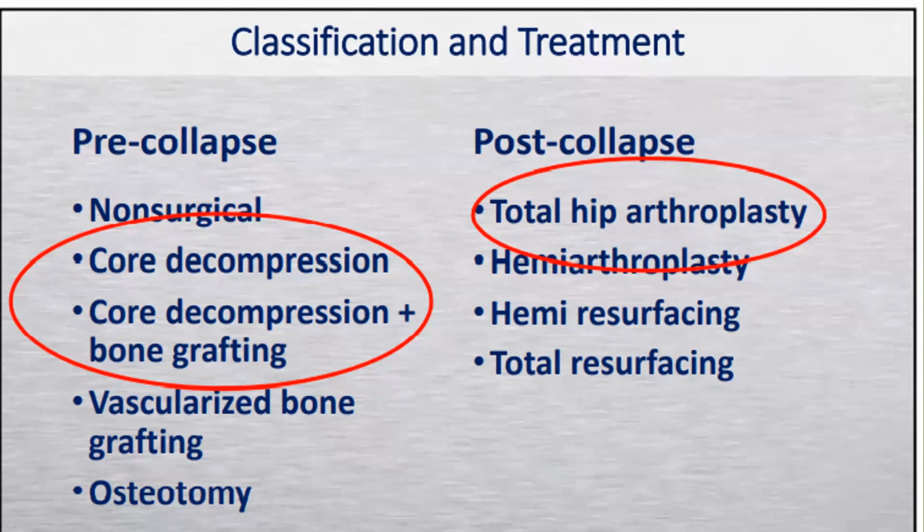Pre-collapse, the treatment is different than the post-collapse. In the pre, you can do a core decompression and bone grafting. Some do a vascularized bone graft. Some do an osteotomy and shift the weight-bearing area. In post-collapse, not much is left. The most important is to do a total hip.